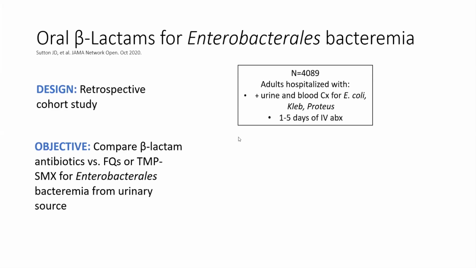They looked at 4,000 adults hospitalized with a positive urine and blood culture for E. coli, Klebsiella, or Proteus who had received a few days of IV antibiotics. They intentionally excluded anybody with a polymicrobial bloodstream infection or those with inadequate source control or a reason for prolonged antibiotic therapy.